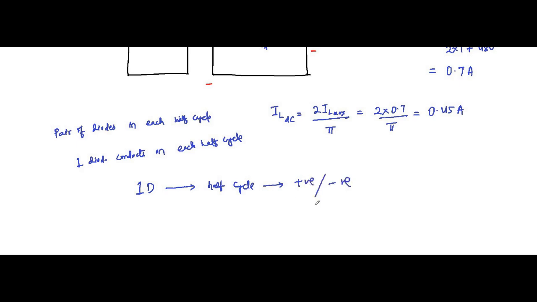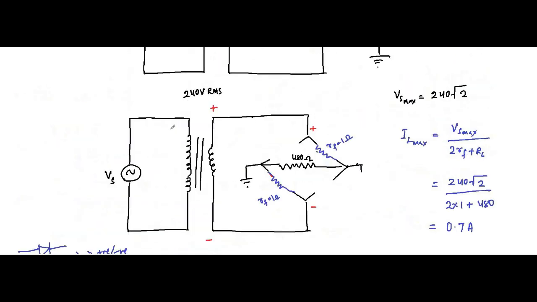So here, to determine the power dissipated in each diode, we have to determine the RMS value of the diode current, which is similar to half wave rectifier, because in half wave rectifier the diode conducts only during one half cycle. It can be positive or negative. Here also the situation is the same. See, understand the difference.